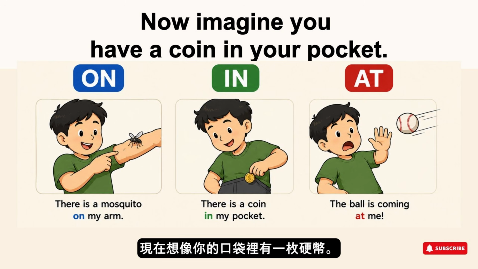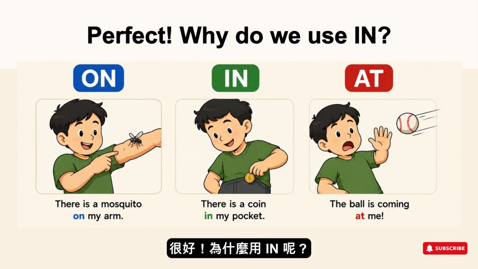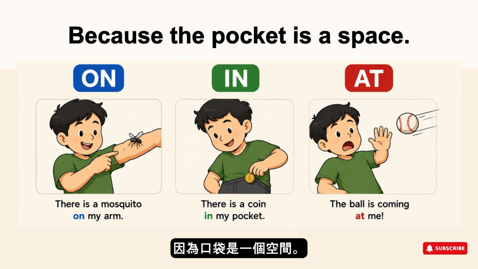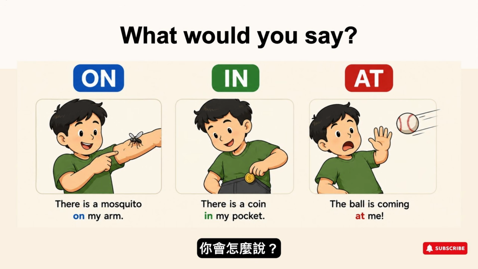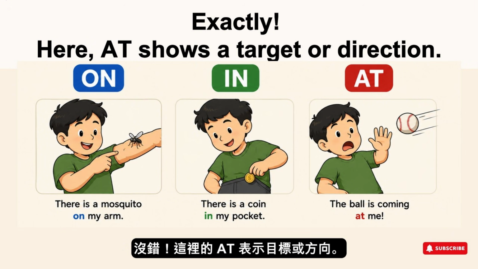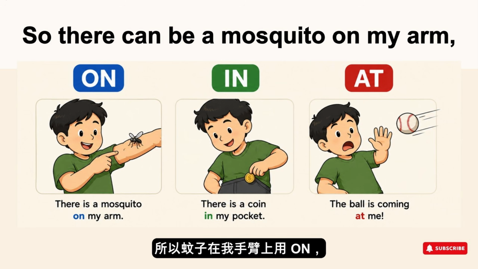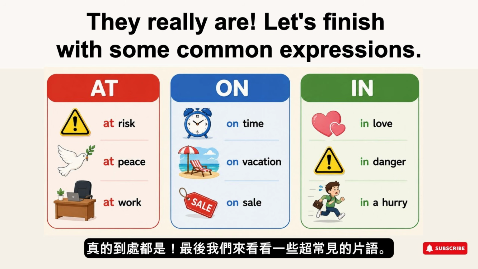You've got it. Now imagine you have a coin in your pocket. What would you say? There is a coin in my pocket. Perfect. Why do we use in? Because the pocket is a space. That's right. Now imagine someone throws a ball at you. What would you say? The ball is coming at me. Exactly. Here, at shows a target or direction. Interesting. So there can be a mosquito on my arm, a coin in my pocket, and a ball coming at me. That's the pattern. They really are.